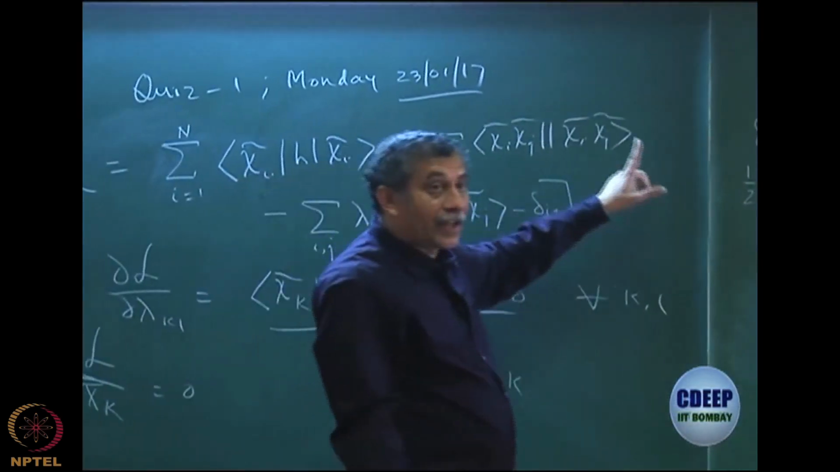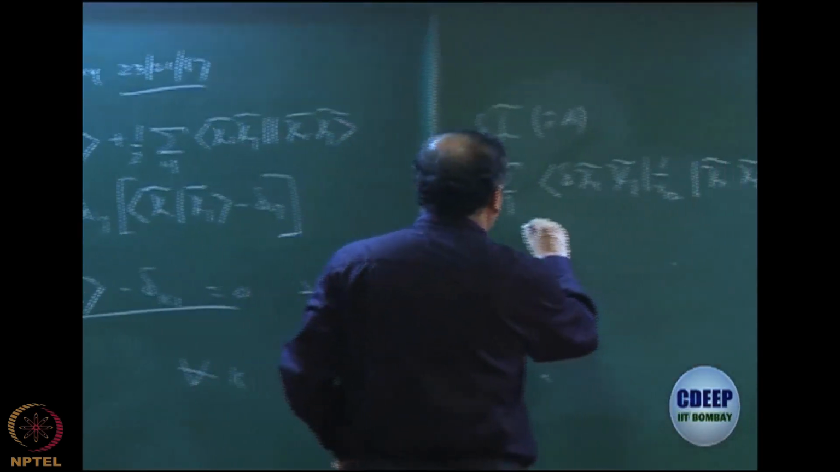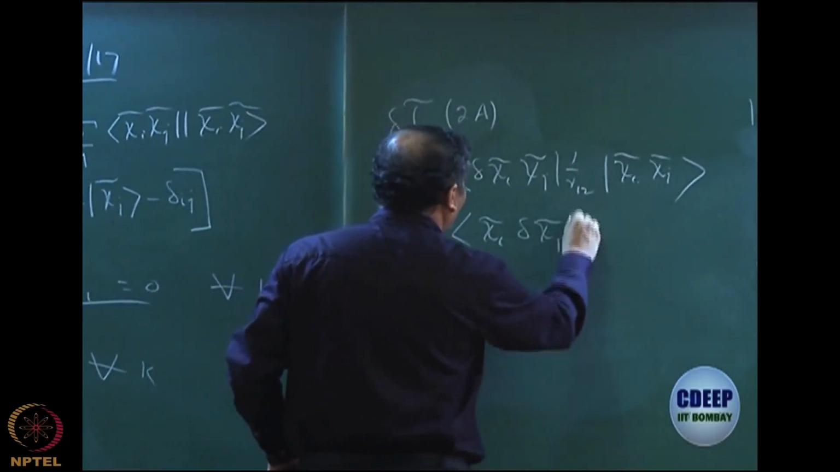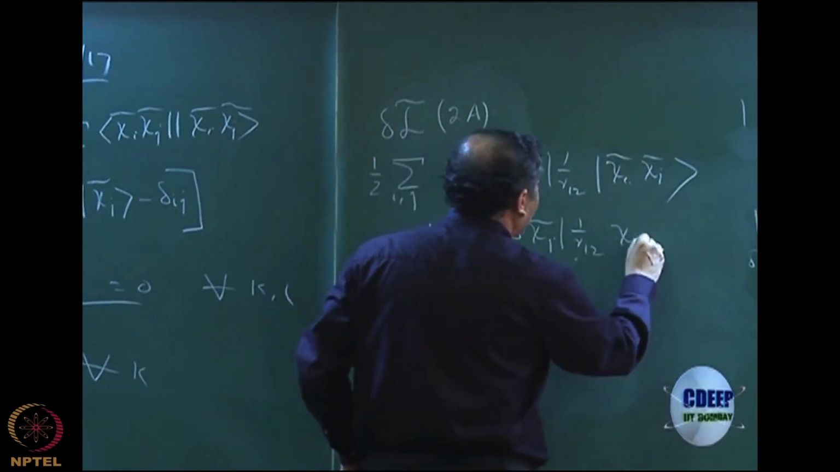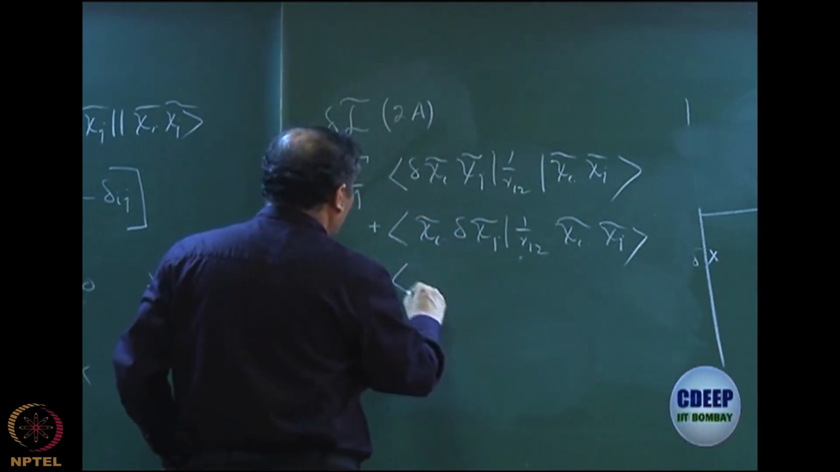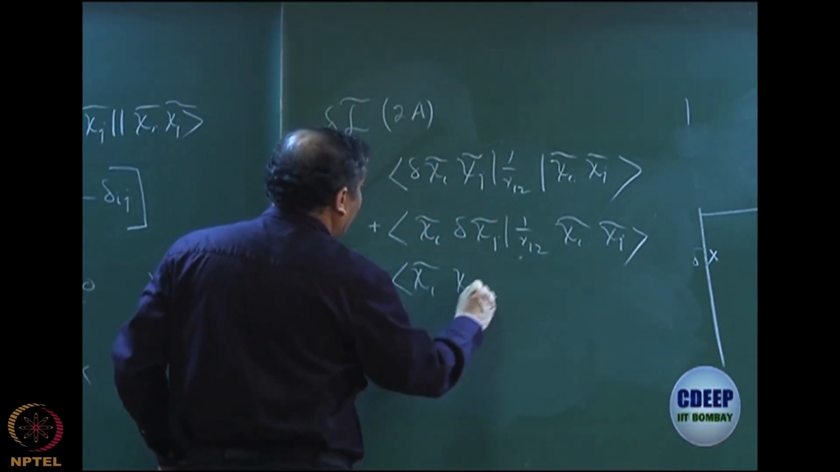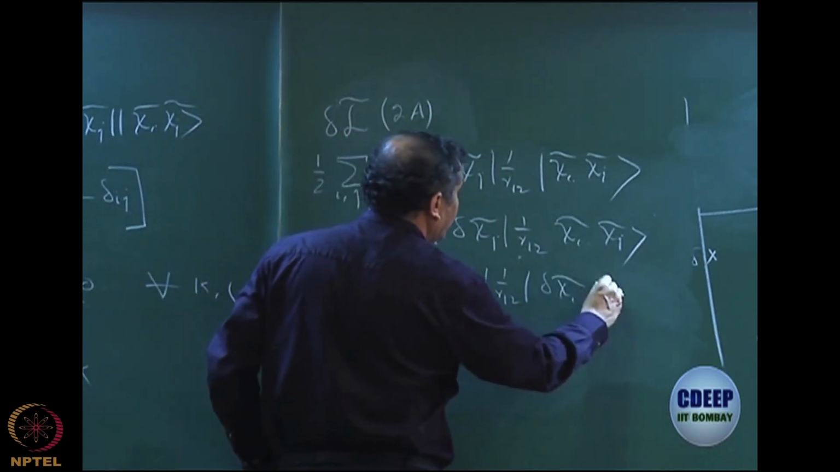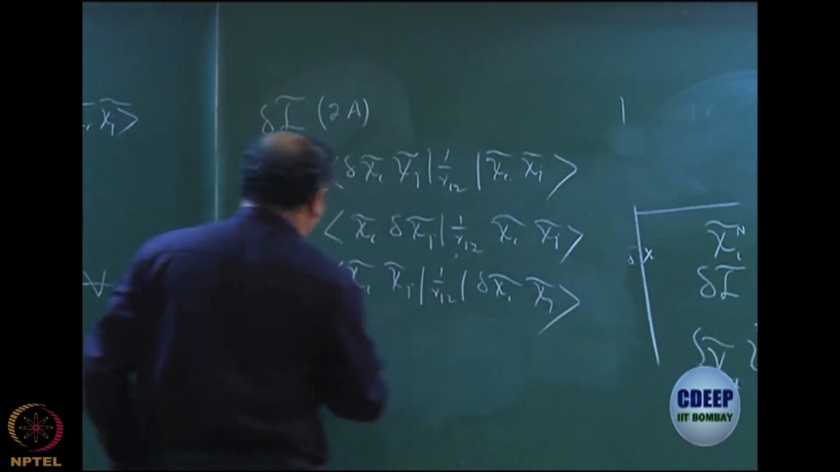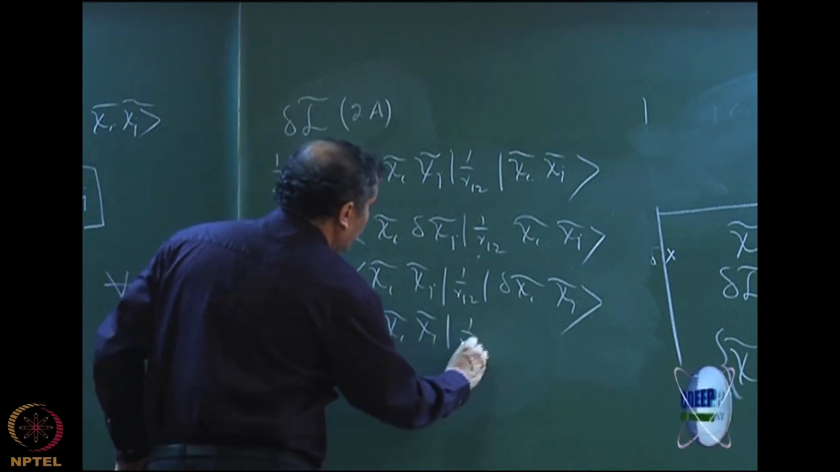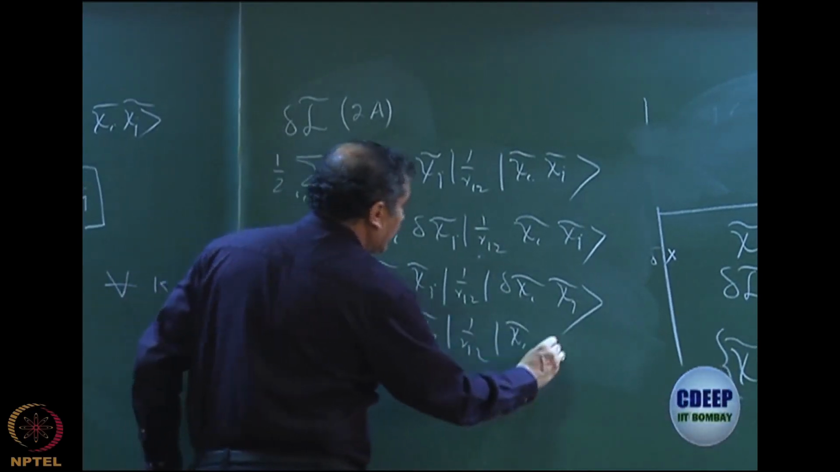Then I can change chi j tilde. Because remember, this is for all chi I, a dummy variable. So there will be another term which will be chi I tilde, delta chi j tilde, 1 by r12 chi I tilde chi j tilde. Further, there will be a third term which is chi I tilde, chi j tilde, 1 by r12 delta chi I tilde, chi j tilde. And there is a fourth term which is chi I tilde, chi j tilde, 1 by r12 chi I tilde, delta chi j tilde.